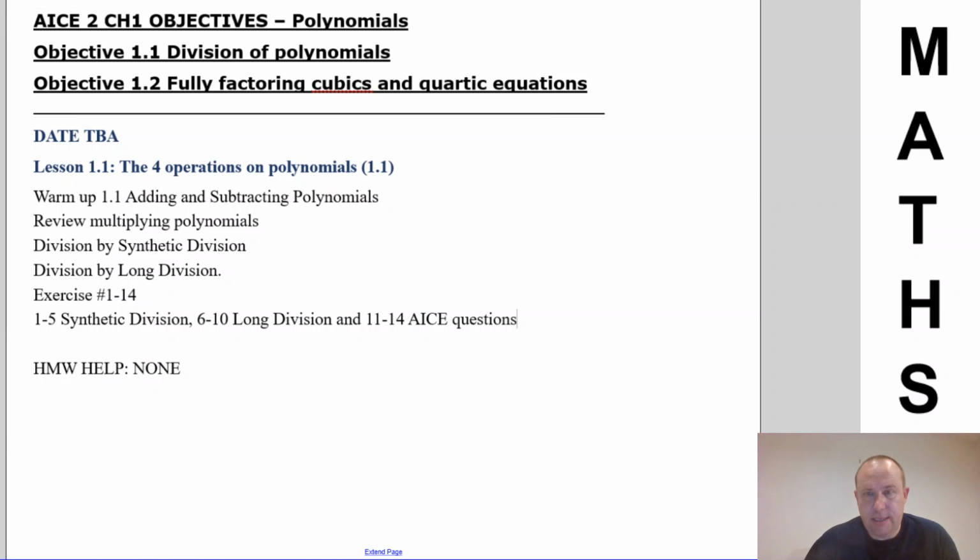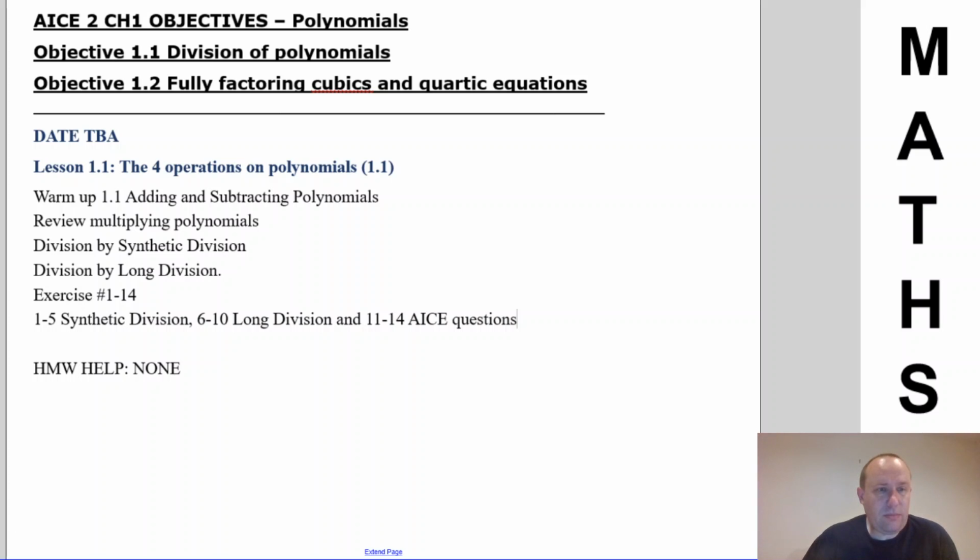Alright, so today's lesson we're going to look at division of polynomials specifically. In the very first lesson, we're actually going to focus on all four operations of polynomials, so addition, subtraction, multiplication, and division. But the main focus is really division, with the other operations should really have been covered in previous cases.